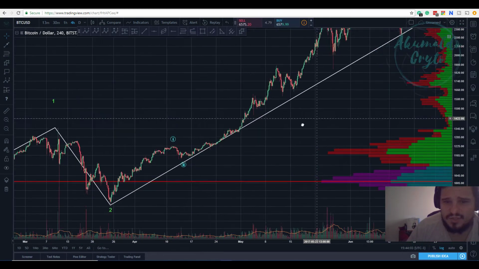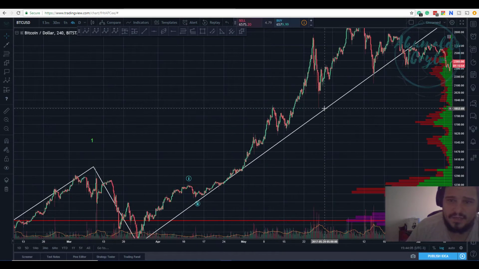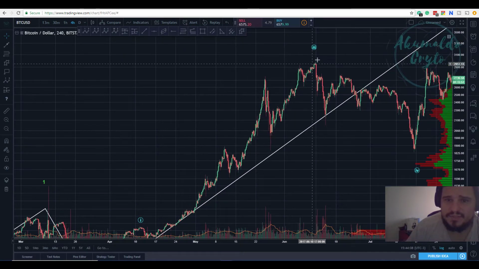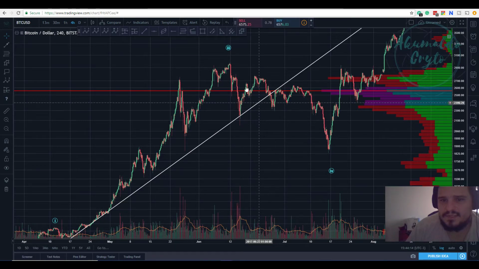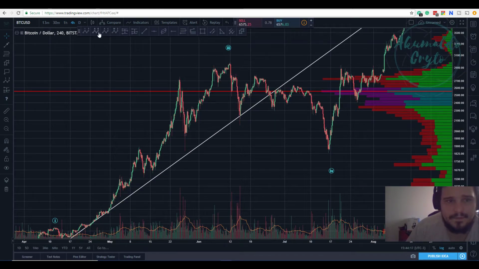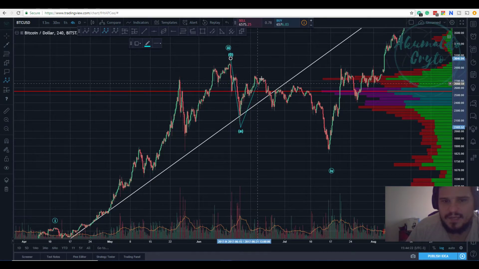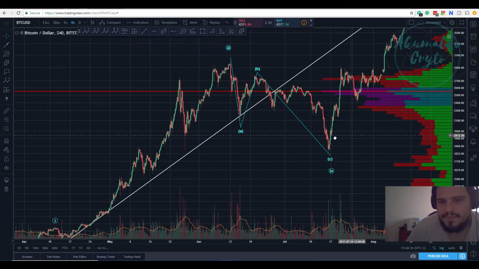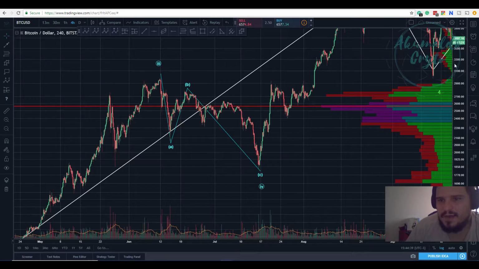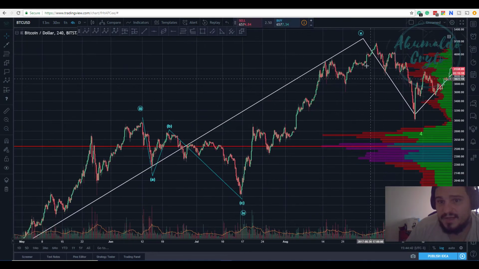1, 2, 3. Okay. Where is my 3? And then we have this deep 4. Okay, let's count this ABC. This is an A. Okay, why an A? Because this is the sharp correction, right? An A, then a B, then we have this weird C. 1, 2. This would be a 3, 4, 5. Okay, A, B, C. Then we would have our final wave 5.